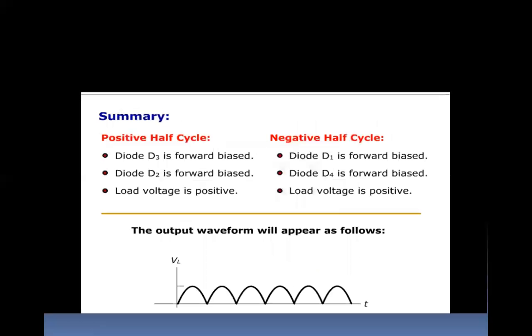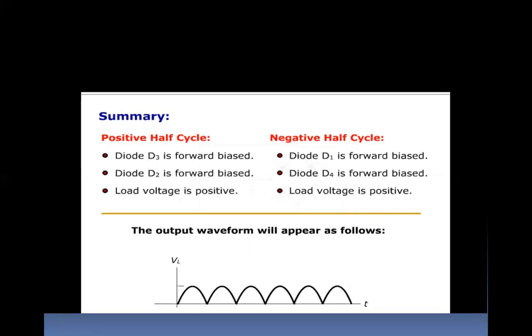So, summary: for the first positive half cycle, diode D3 is forward biased and diode D2 is forward biased, so the load voltage is positive. For the first negative half cycle, diode D1 is forward biased and diode D4 is forward biased, so the load voltage here is also positive. And the output waveform will appear like this.